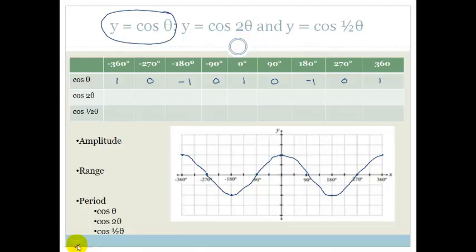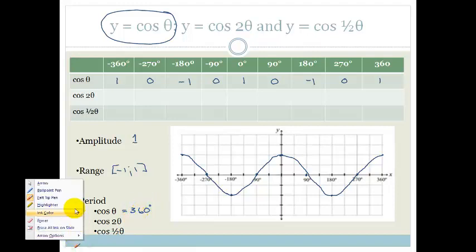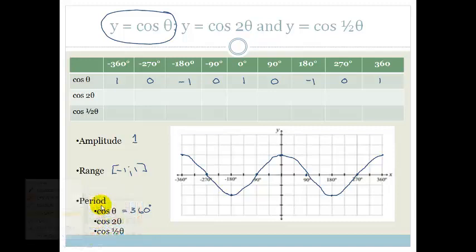Now I'm going to change color. Before we do that, do you agree that the amplitude of this is just 1? The range is still minus 1 to 1. And the period of the cos graph: it takes a full 360 degrees for it to start repeating. So the period of cos theta is just a basic 360 degrees. Now let's move on to our next graph and change our color.